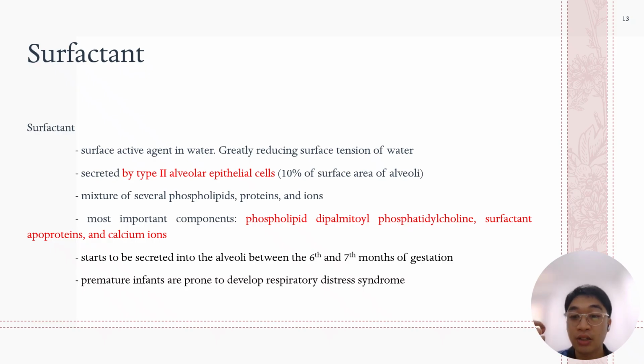So the tendency is, when the baby comes out and tries to inhale, because there is no surfactant, the alveoli will collapse because they already come in contact with the air. So that is why it develops into a respiratory distress syndrome.